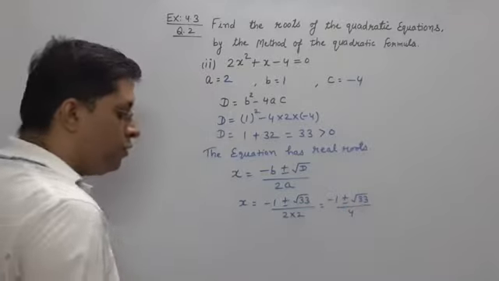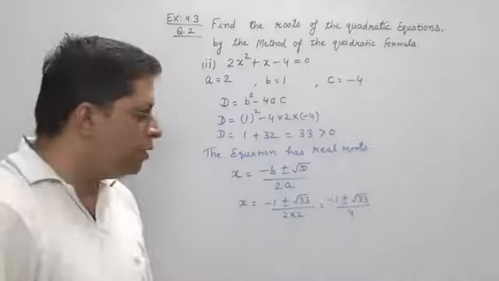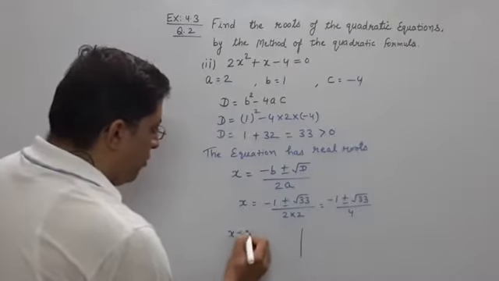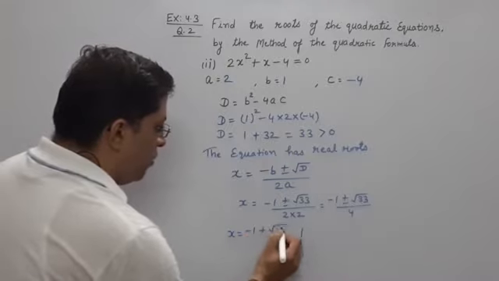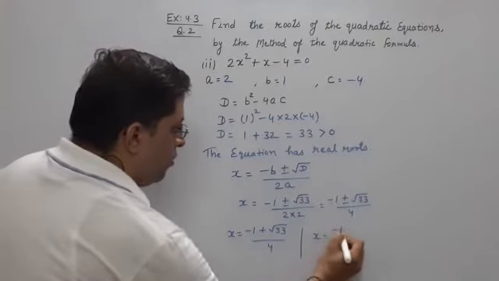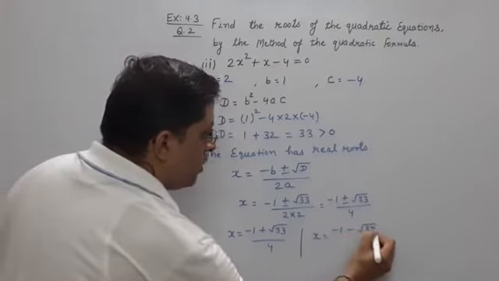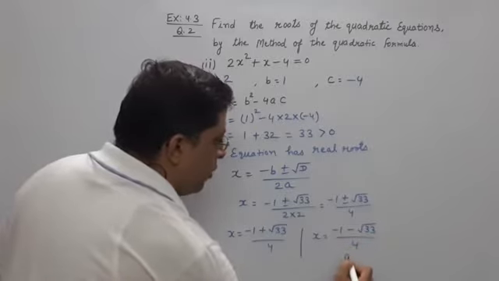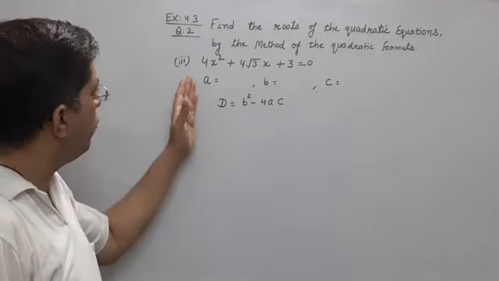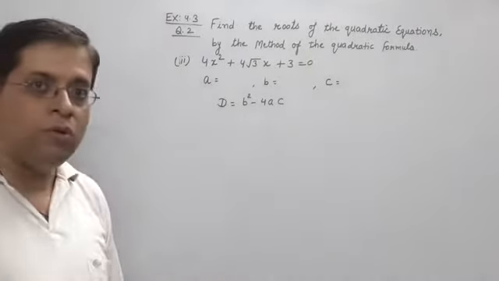We cannot add or subtract because this is a rational number, but this is an irrational number. Then what will the roots be? Final roots are minus 1 plus under root 33 upon 4, and keep as it is, minus 1 minus under root 33 upon 4, and this is your answer.